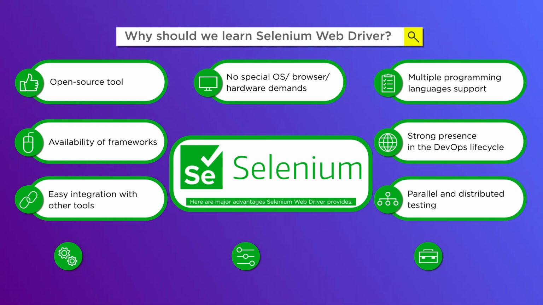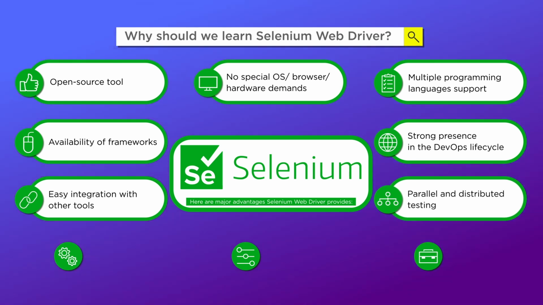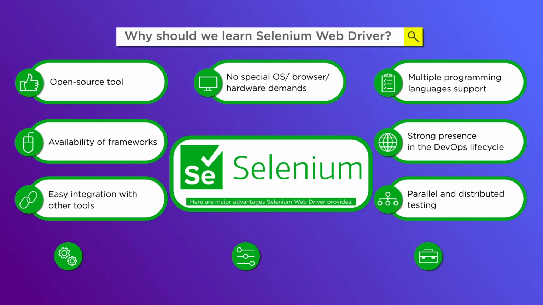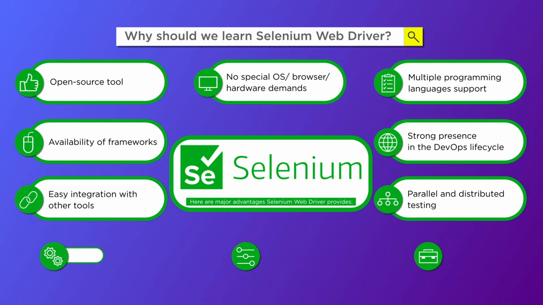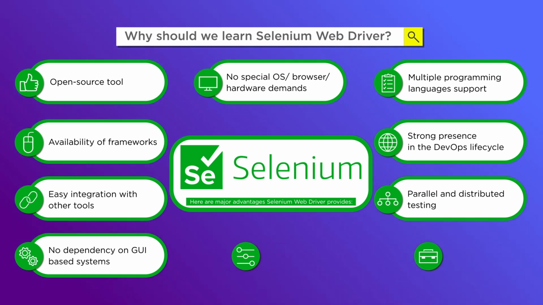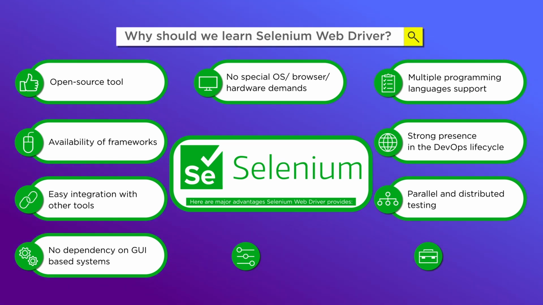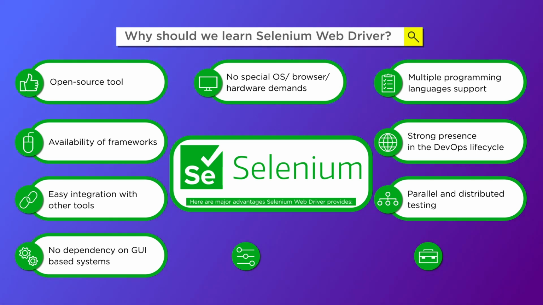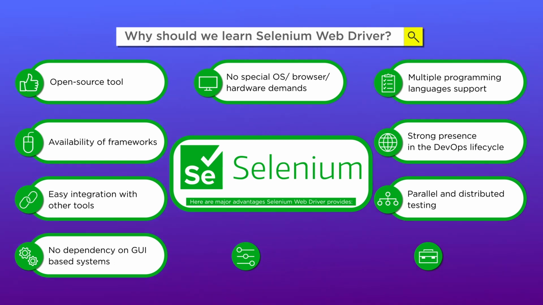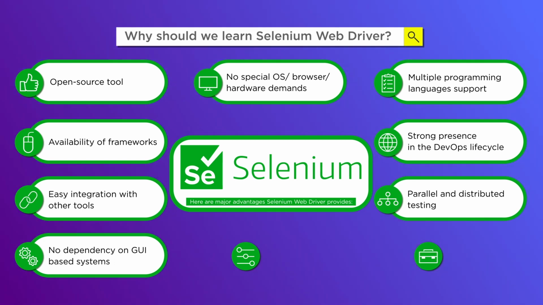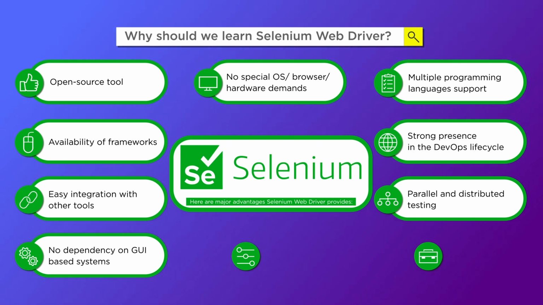Parallel and distributed testing. Multiple Selenium test cases can be executed in parallel on the same machine or on remote machines. Selenium Grid is used for executing the test cases on remote machines. No dependency on GUI-based systems. Since Selenium tests can be executed without a GUI, the tests can be carried out on web servers, and automation can be achieved by scheduling its execution by integrating it with other tools. No GUI also means the performance of your machines will drastically improve.